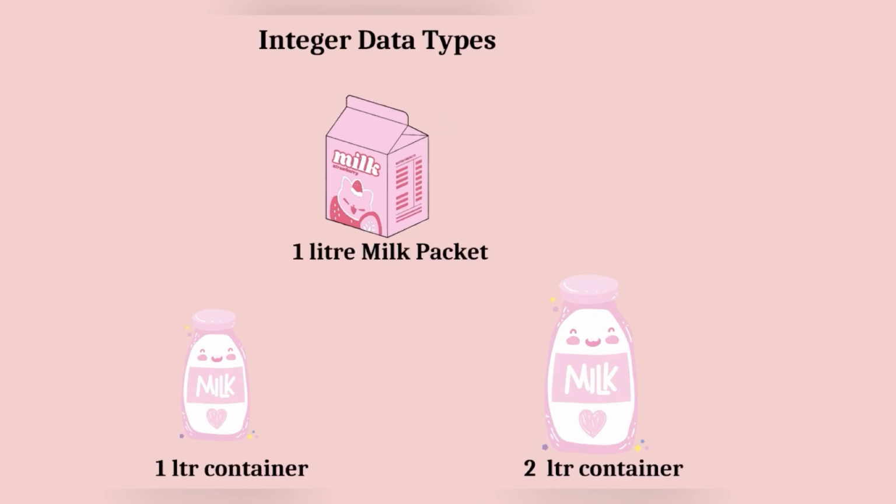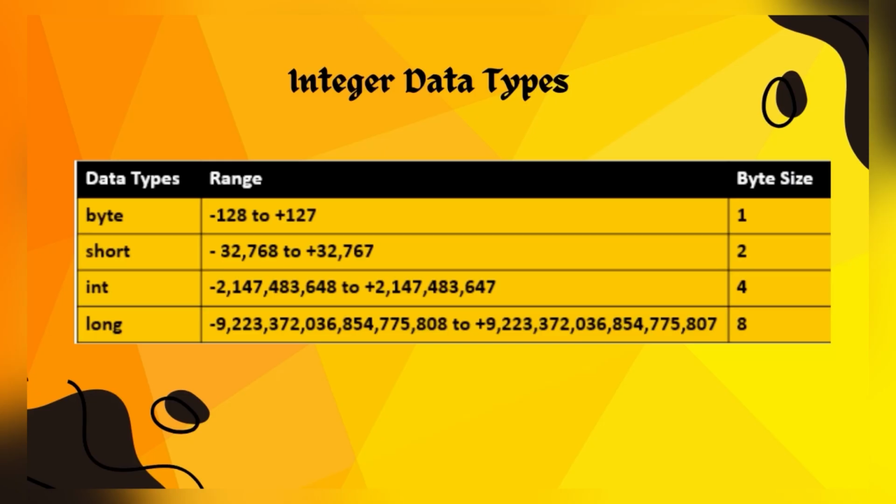Now, you may think, why can't I just store the 1 liter of milk in the 2 liter container? Of course you can. But you would be wasting some extra space in that container that could be used for something else, right? Similarly, in programming, byte uses the least memory, followed by short, int, and finally long, which uses more memory, up to 8 bytes.